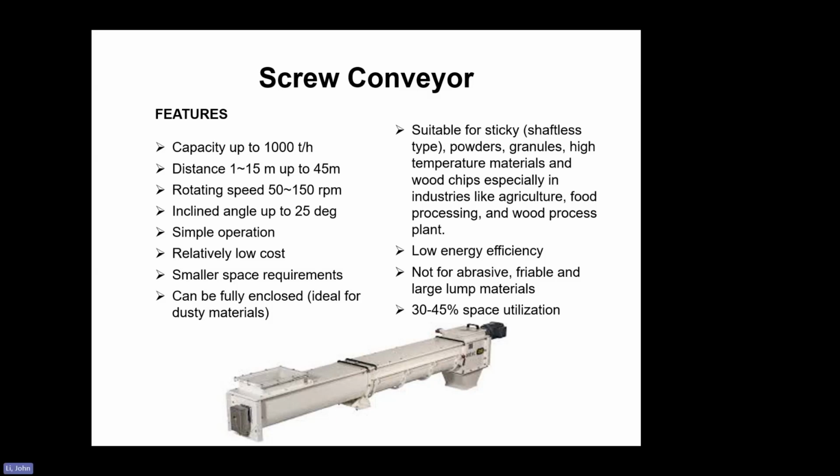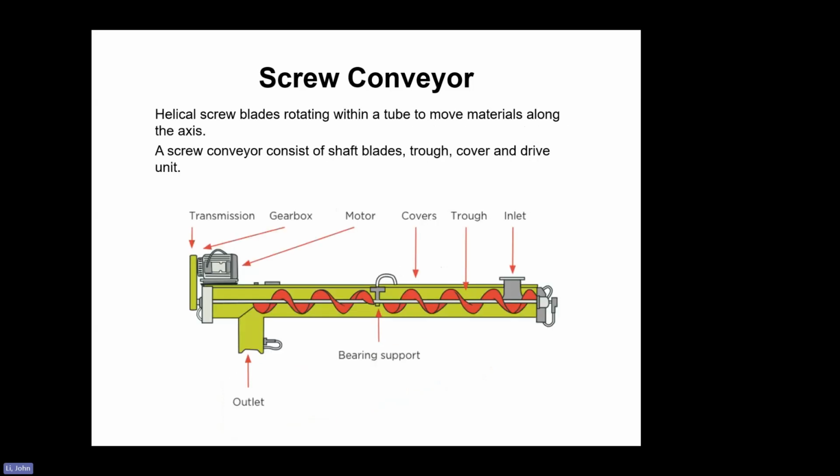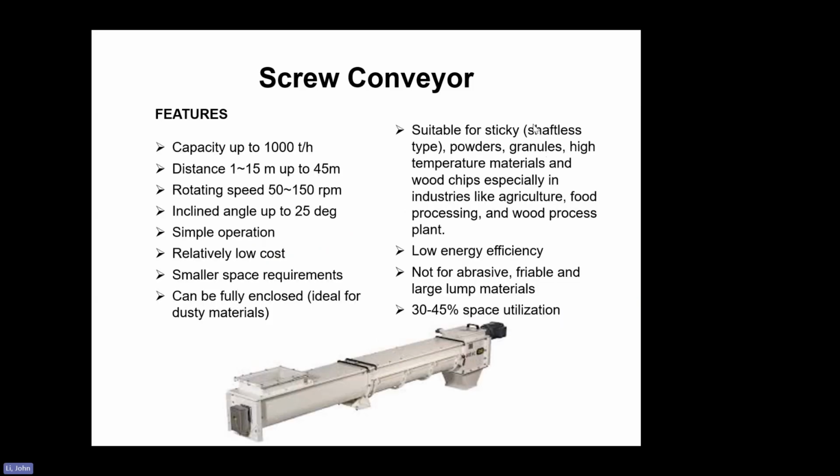It is a braid only. So like this, there will be no shaft in the middle, only a braid like this. Then they can convey sticky materials, and they can be used for powder, granular, and high temperature materials like in iron and steel plants.